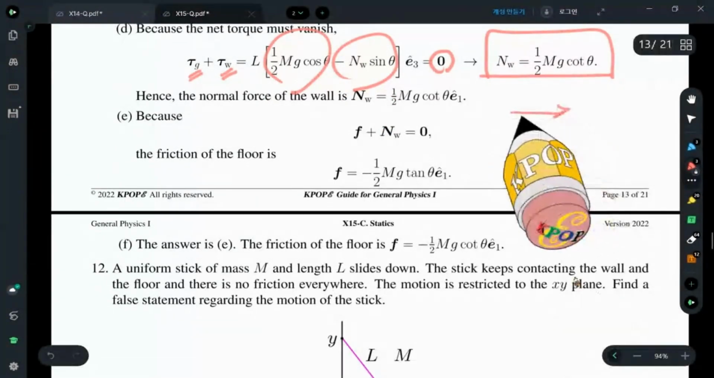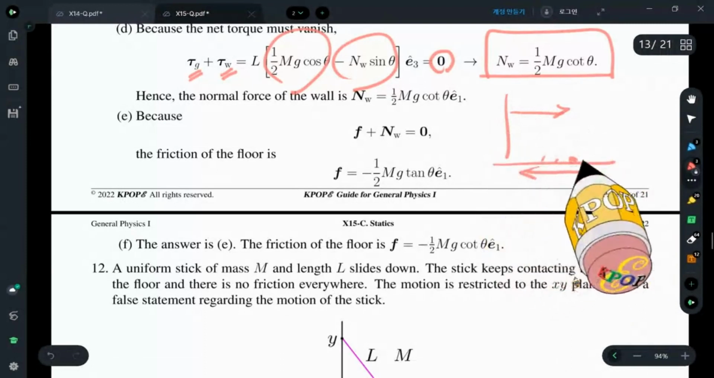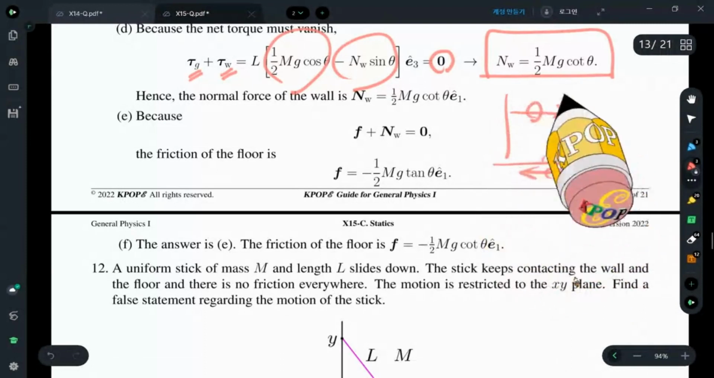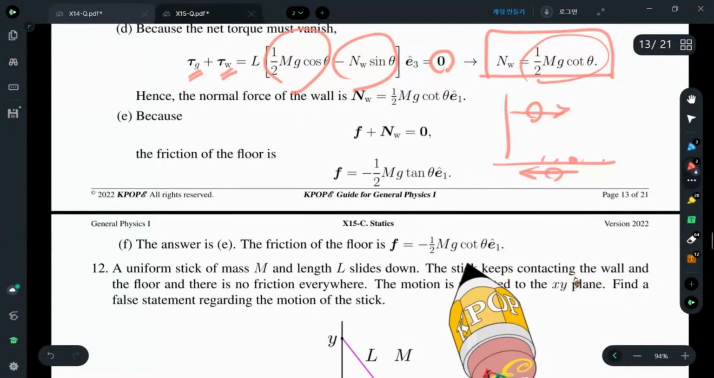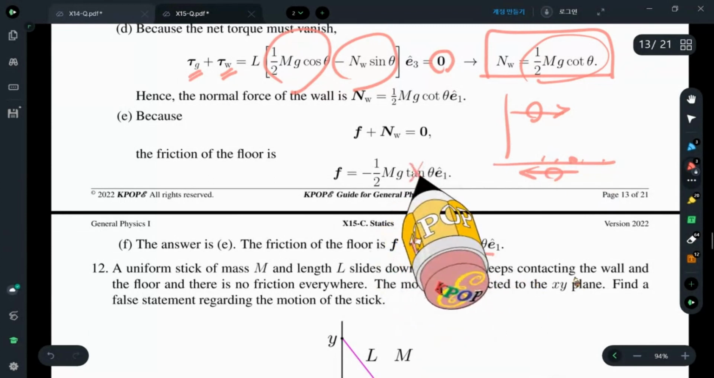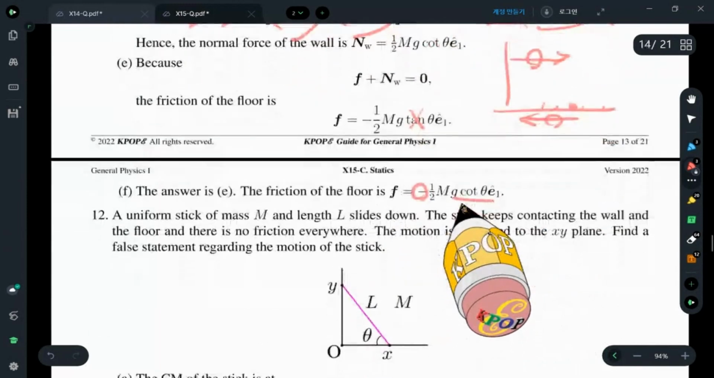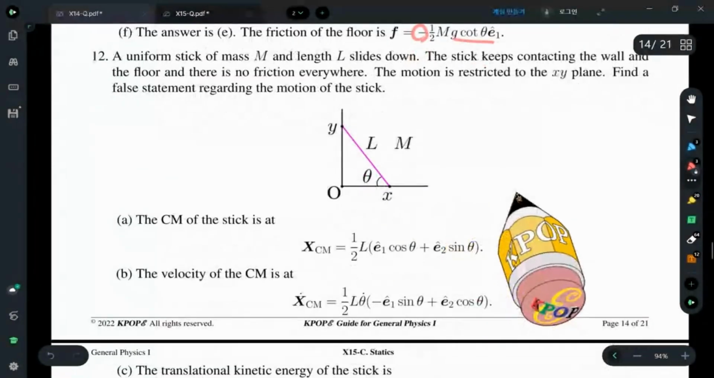Because this normal force must cancel the frictional force on the floor, the frictional force must be the same in magnitude but opposite in direction. So it should be cotangent theta with a negative sign. It's not tangent. Still, we have the same problem.